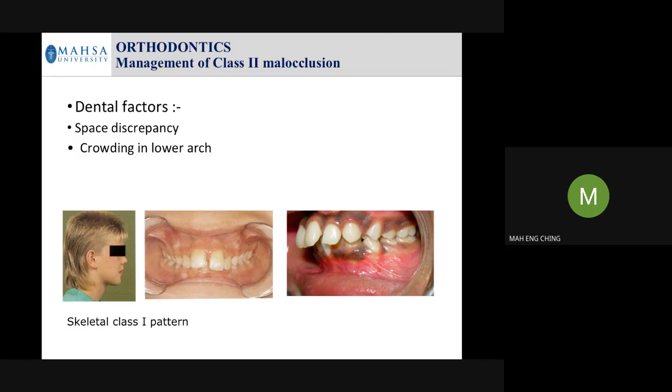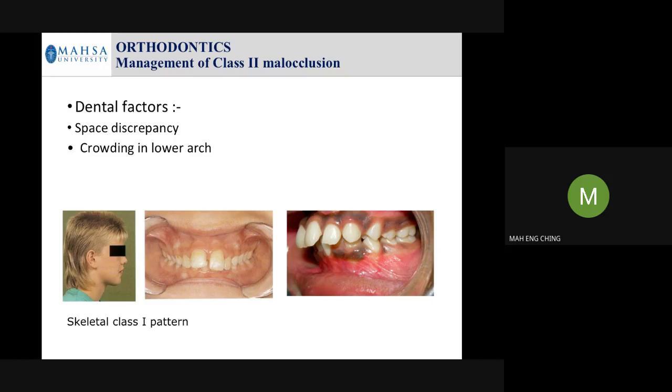So we come to the dental factor. Just now we talked about skeletal. It can be a mandible that is too short or a maxilla that is too long. So it can also be due to dental factors. The dental factor can be due to space discrepancy, such as crowding in the lower arch. If you have crowding on the lower arch and sometimes spacing on the upper arch, the upper teeth will stick out on top, and the bottom teeth will lean back because there is more crowding on the bottom, and the top will have more spacing.